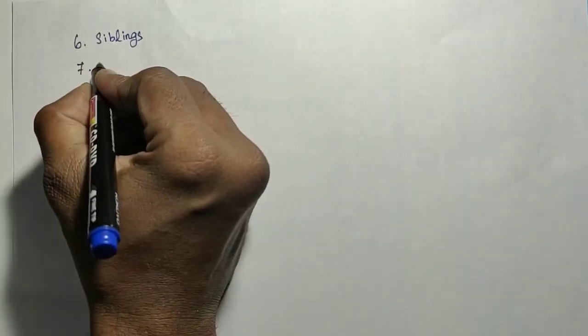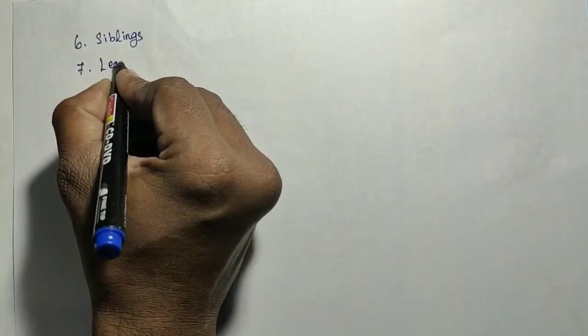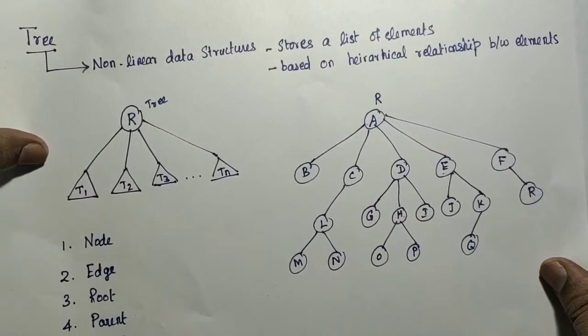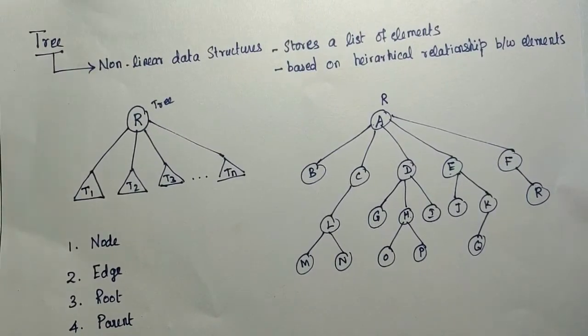The next is leaf. Leaf node means, like a leaf, which usually will be at the top of the tree, correct? So a node which does not have further branches will be considered as a leaf. It means a leaf is a node which does not have any children.